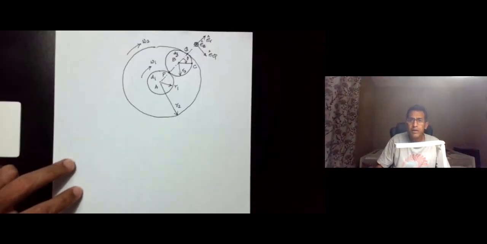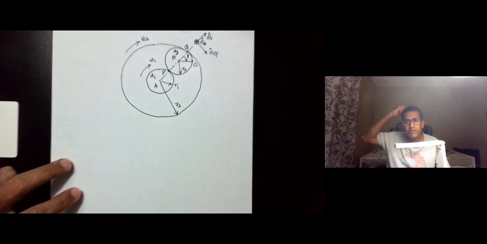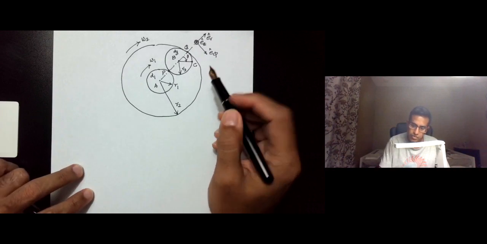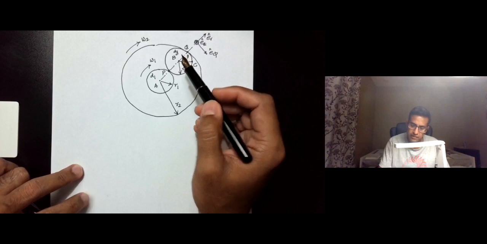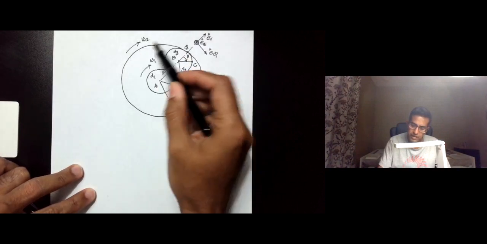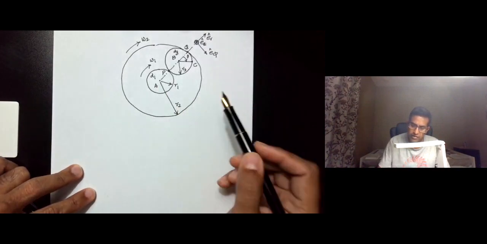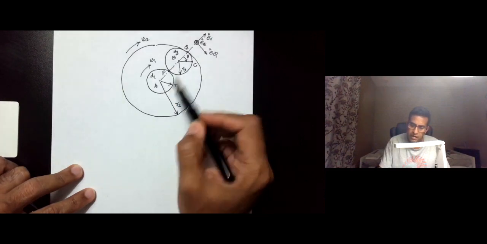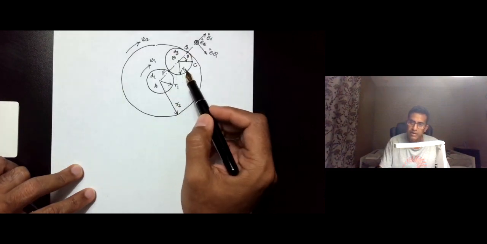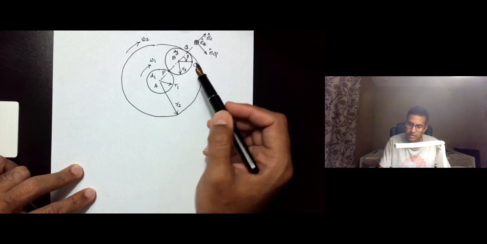Okay, so in this video we are going to solve a problem of a planetary gear system, and this is the system that is given to us. This outer gear is the ring gear, the inner gear is the sun gear, and the intermediate one is the planetary gear.